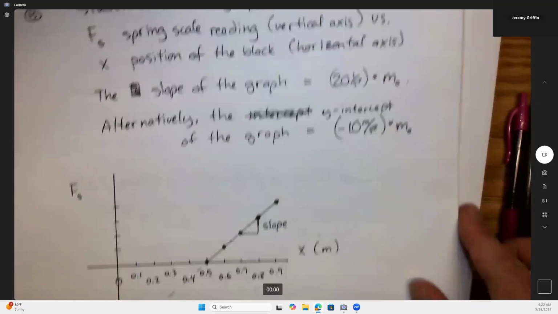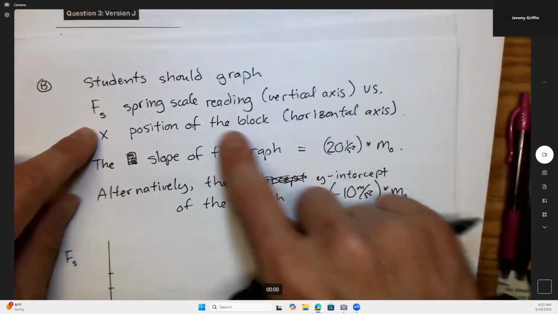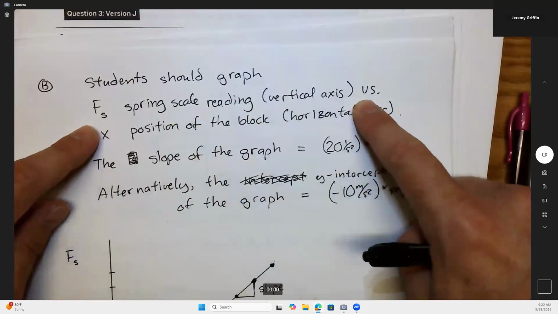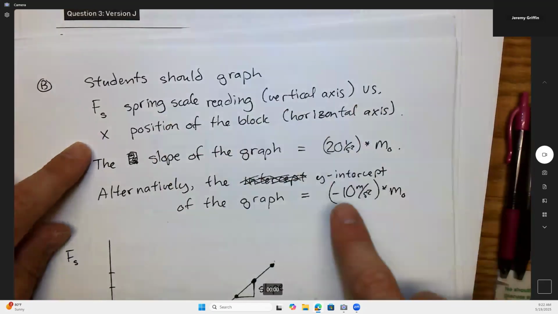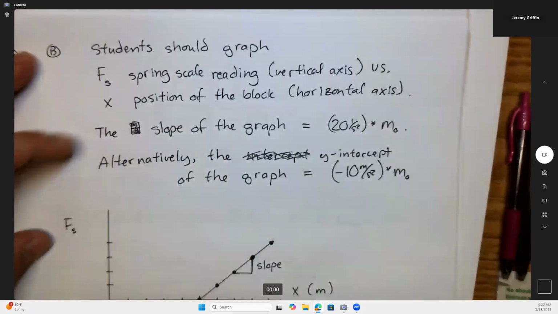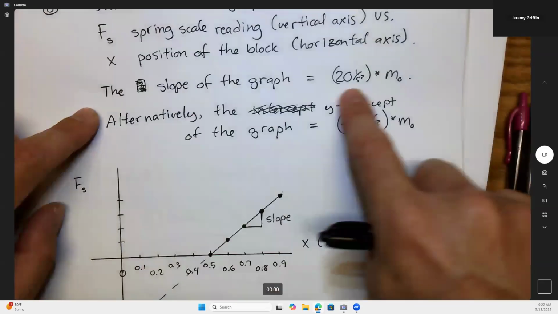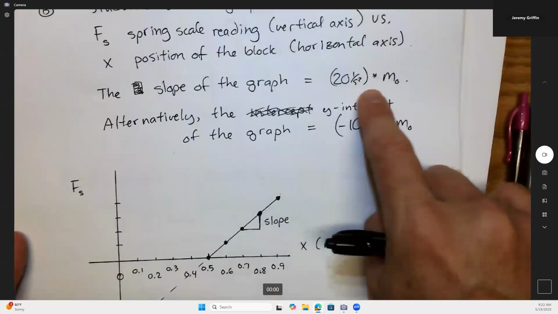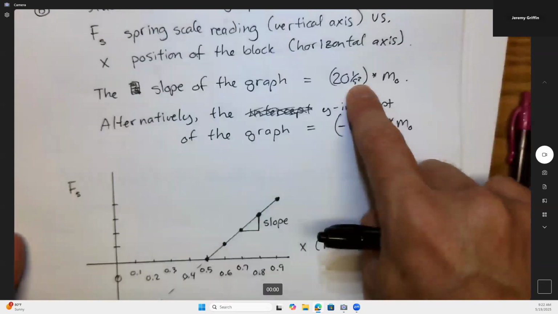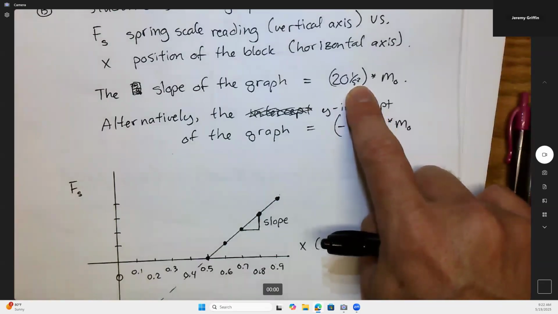Right. So students should graph the spring scale reading on the vertical axis versus horizontal position on the horizontal axis. So spring Fs versus X. Okay. The slope of the graph equals either 20 times m. I also threw the unit in there, newtons per meter squared. Or you could do 2GM. That could be perfectly fine too, 2GM. Right?